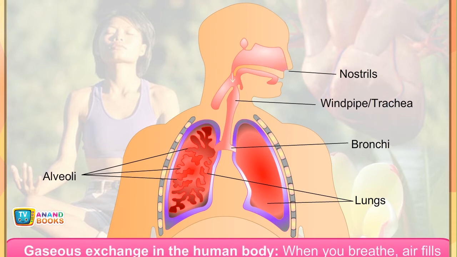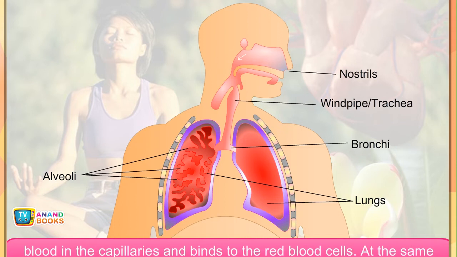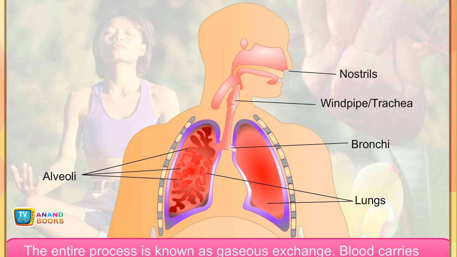Gaseous exchange in the human body. When you breathe, air fills the alveoli of the lungs, where oxygen from the air passes into the blood in the capillaries and binds to the red blood cells. At the same time, carbon dioxide passes out of the blood into the alveoli. The entire process is known as gaseous exchange.